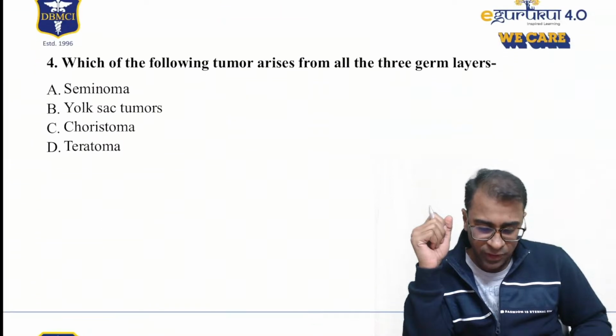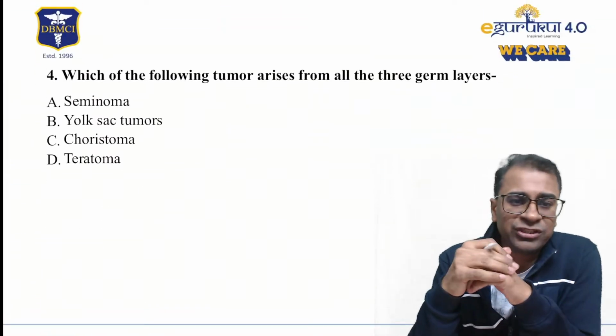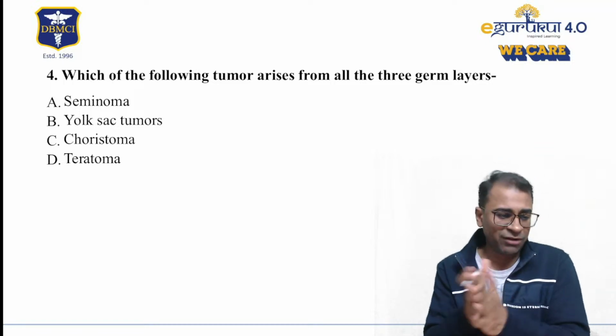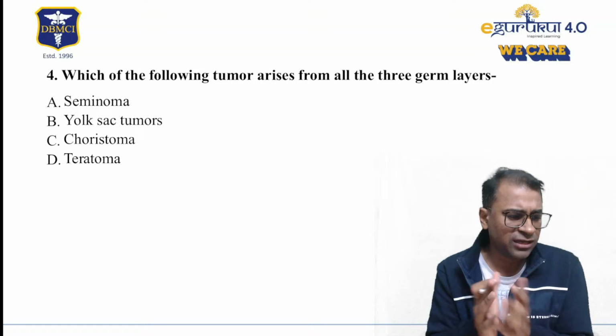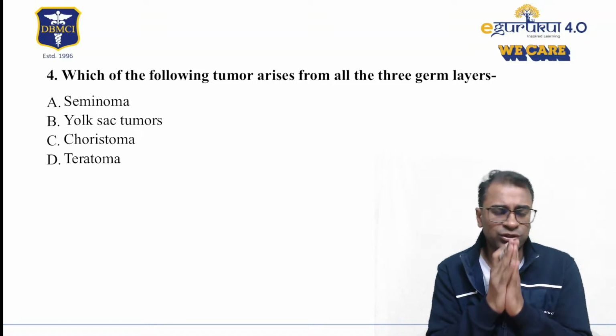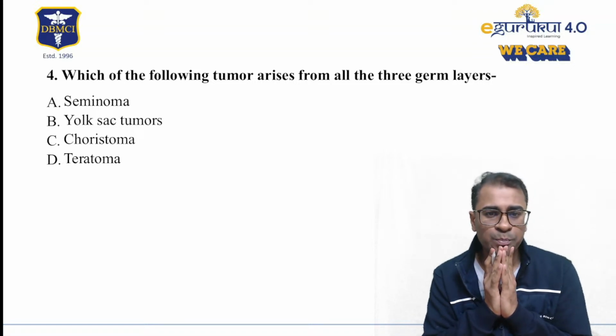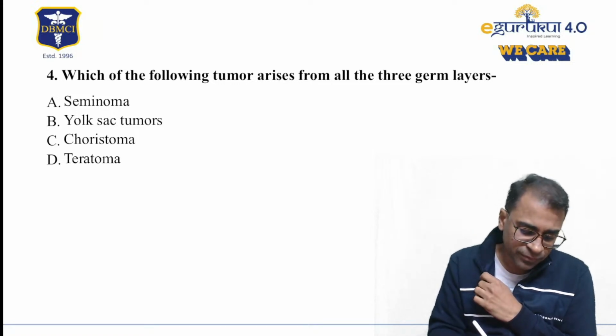Chalo. The following tumor arises from all the three germ layers. Yes, a simple one, but answer quickly, all of you. You are answering this less, dear. Please, all of you should answer the question. What will be the answer? Yes, it should be teratoma.